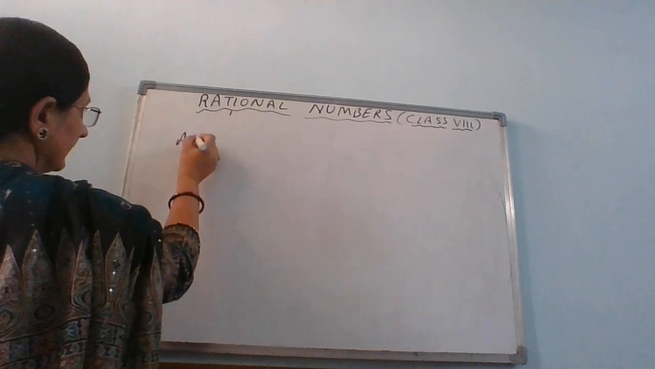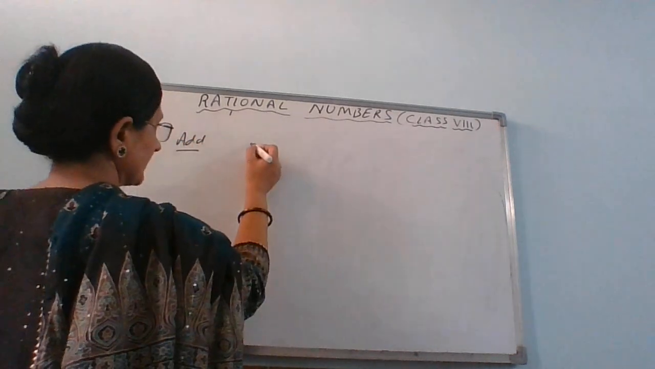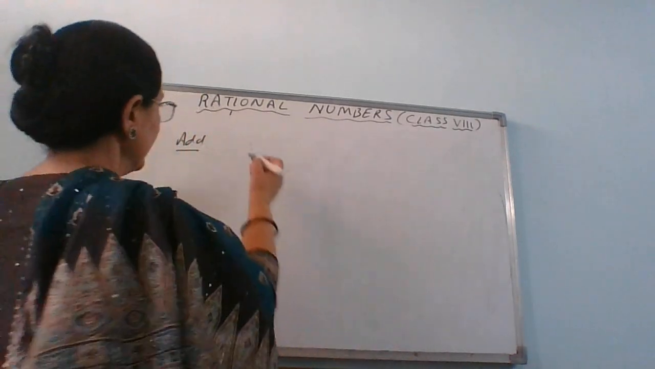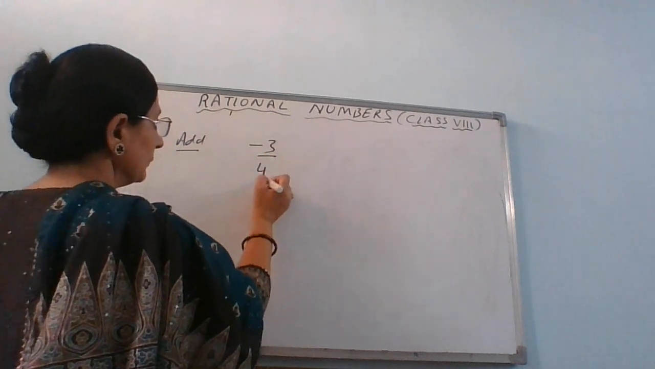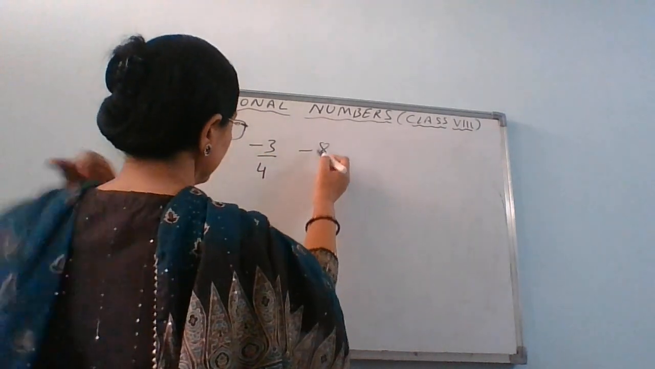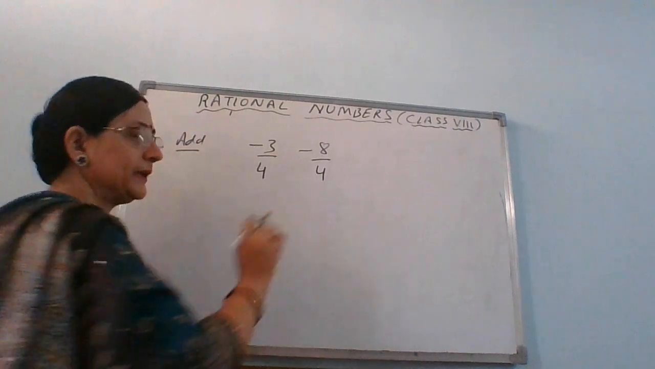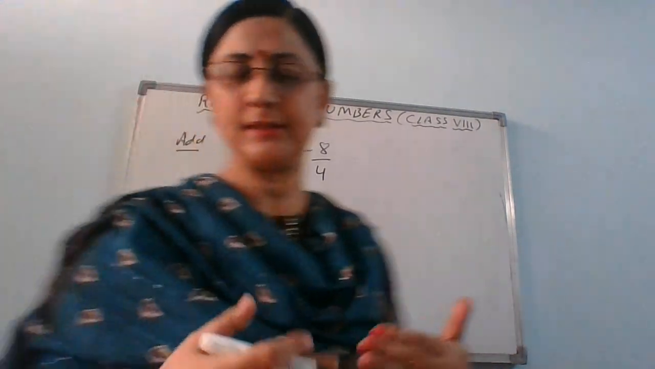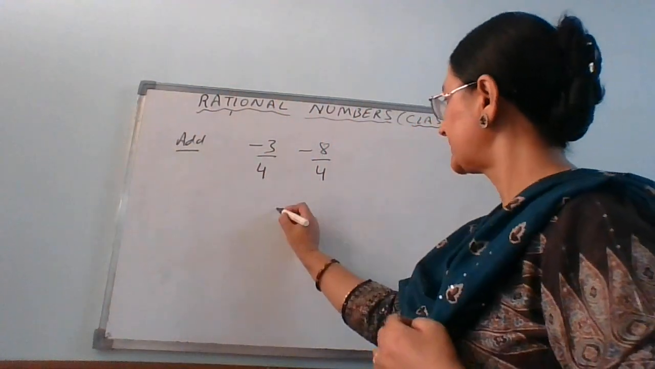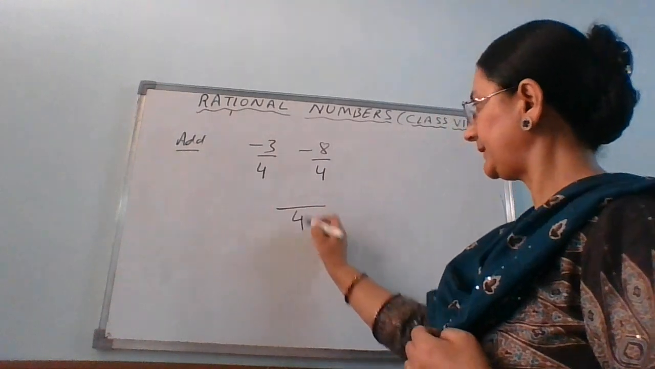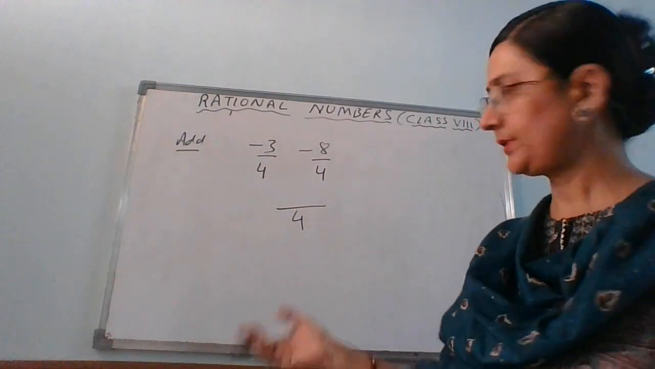So let us do the addition of two fractions. Like let me take the negative value. Minus 3 by 4 and minus 8 by 4. If the denominator is same, it's very easy to add, right? Because now the LCM we don't have to take. 4 same है दोनों का, right?